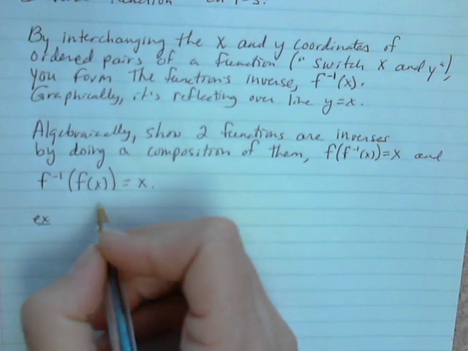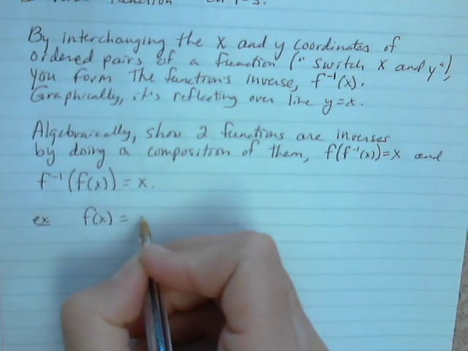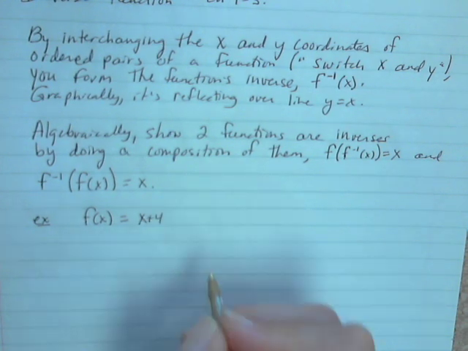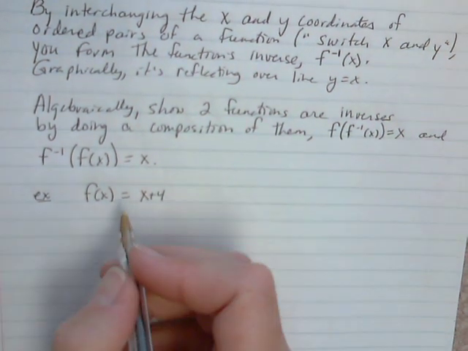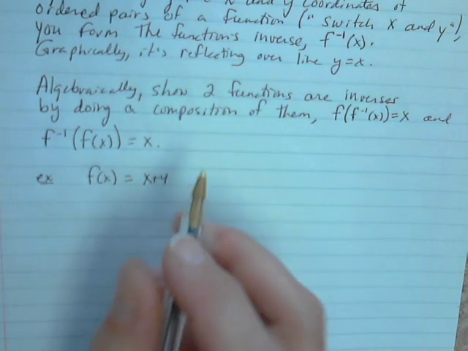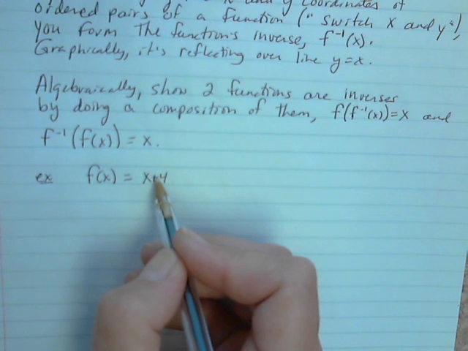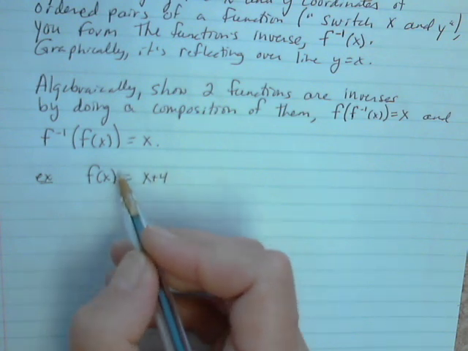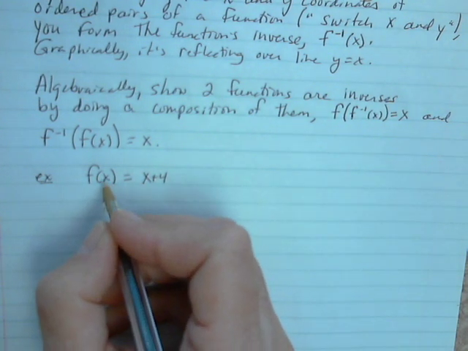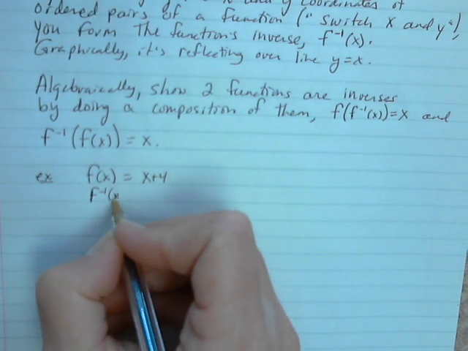For example, let's say our original function, we'll just pick a simple linear function, f of x equals x plus 4. If I wanted to find the inverse of this, it's the same thing as y equals x plus 4. So if you switch the x and y, you get x equals y plus 4. And to solve that for y, you would subtract 4. So y equals x minus 4 would be its inverse.